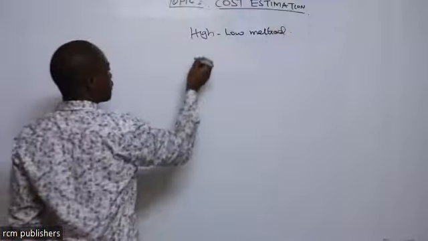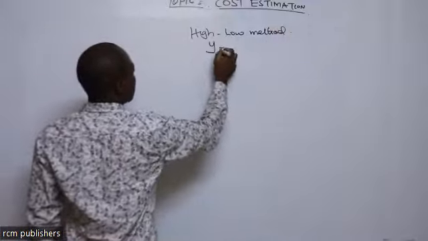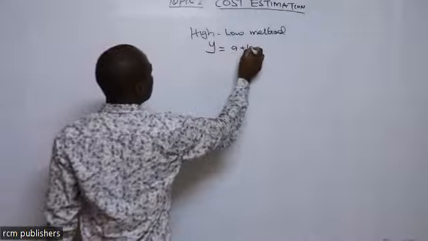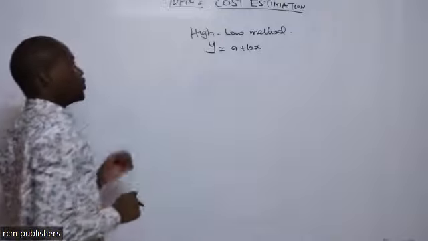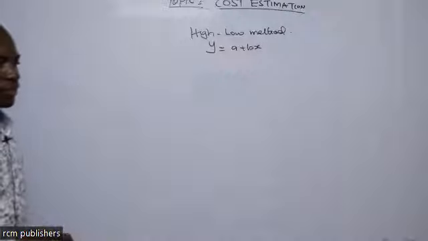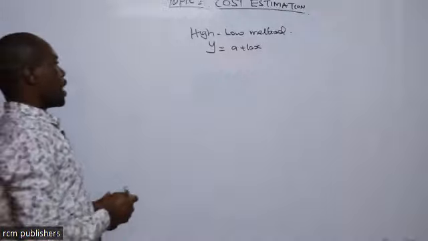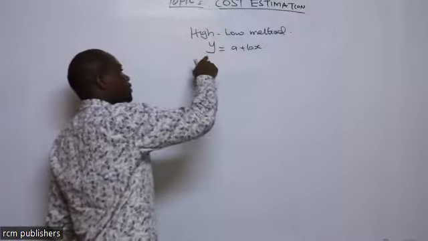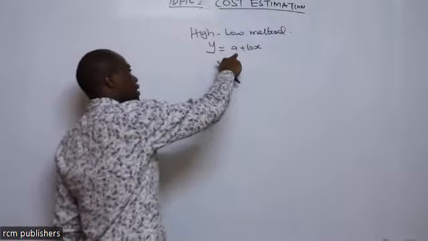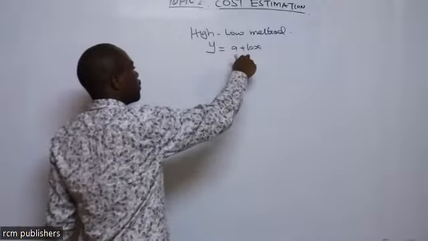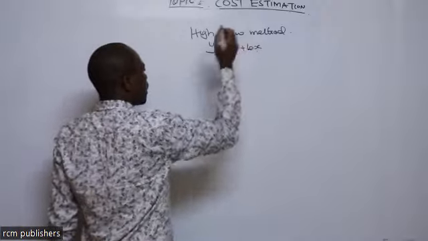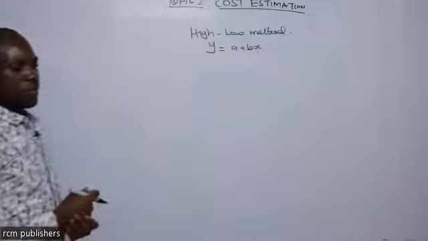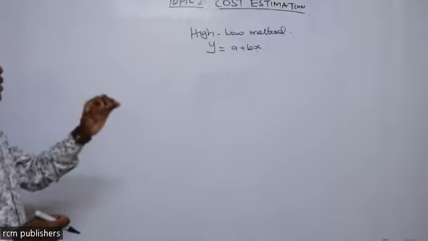At the end of it, you have to get or arrive at this. That is what you will be arriving at. So what we also need to know, as I've mentioned, is that y is the total cost, or the dependent variable. We have a constant or the coefficients here, a and b. Then x is now the cost driver. It is the independent variable.